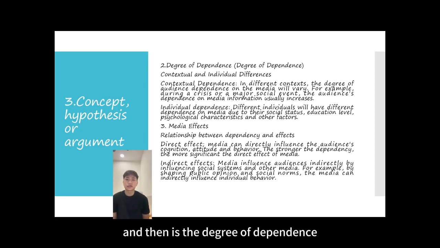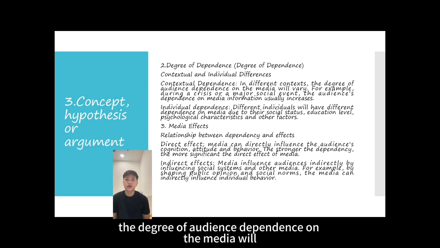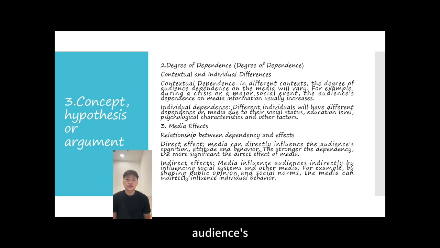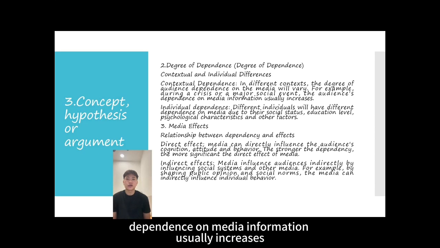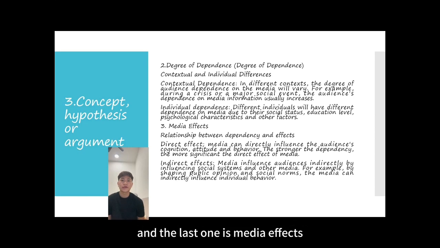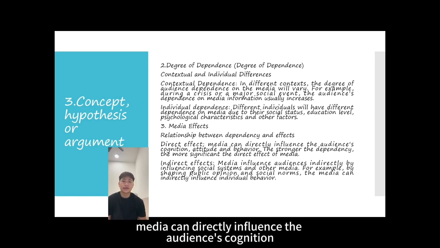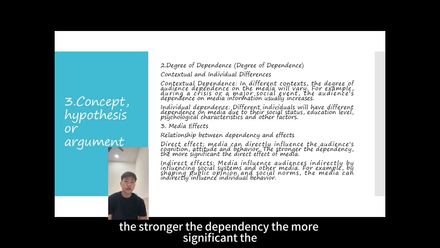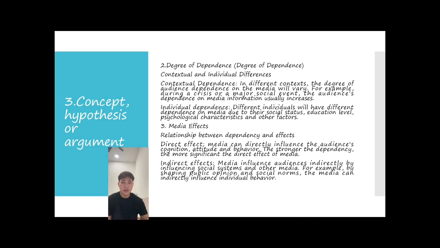And then is the degree of dependence. We consider that in different contexts, the degree of audience dependence on the media will vary. For example, during a crisis or a major social event, the audience's dependence on media information usually increases. And the last one is media effects. Media can directly influence the audience's cognition, attitude, and behavior. The stronger the dependency, the more significant the direct effect of media.